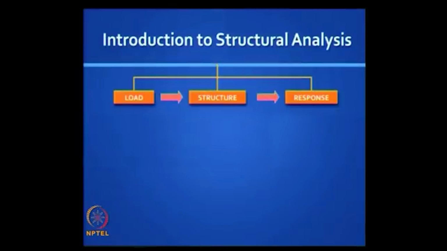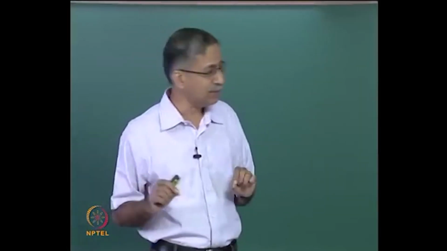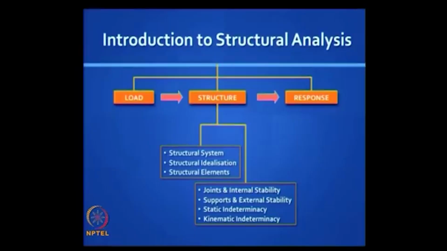So we have discussed this, a structure is really a system, and we actually deal with a mathematical model of the structure. So we reduce the complex 3-dimensional structure to something that we can handle. So we need to do structural idealization, we have to reduce the structure to elements, and the elements are interconnected with joints, and there is something called internal stability of the structure.